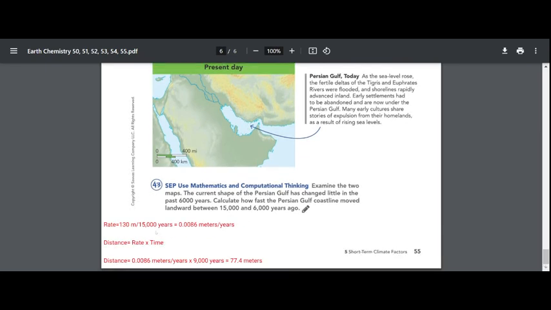And then it's over 15,000. Oh, you know what? It's supposed to be over 9,000 years because it's 15,000 minus 6,000. So it's 130 meters over 9,000 years. Okay? And then you're going to go ahead and solve that, and then you're going to get your rate. So again, it should be 130 meters divided by 9,000 years.